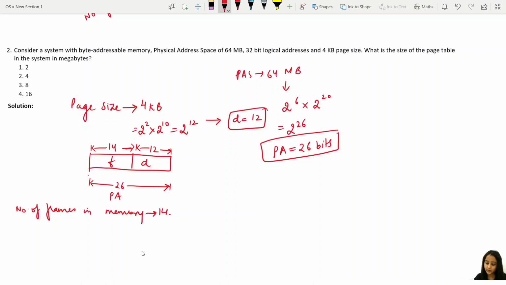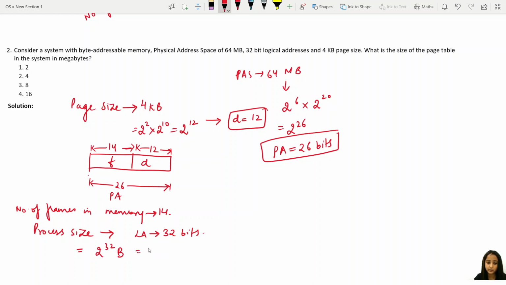Okay. Next one is we have to find the process size. So number of bits in the logical address. How much is LA given? That is 32 bits. Okay, the process size will be given by 2 raised to power 32.